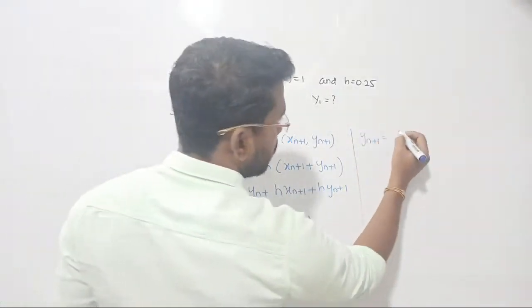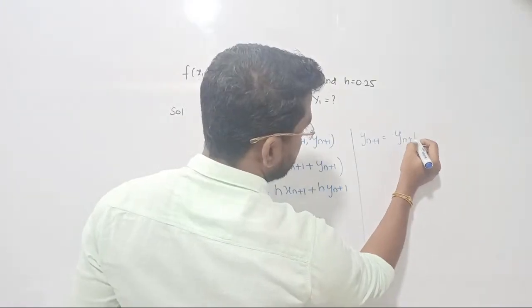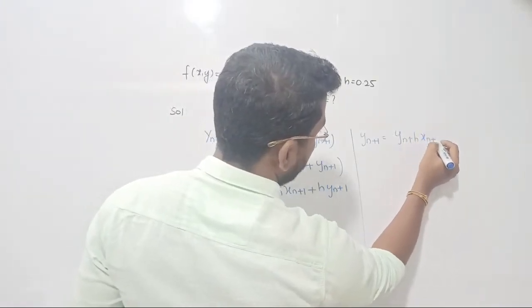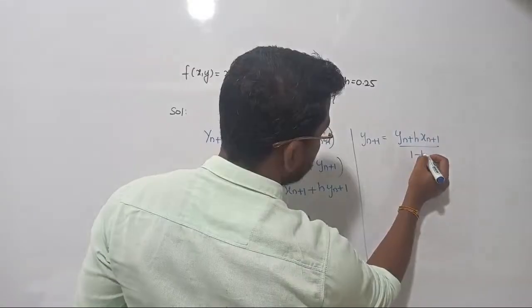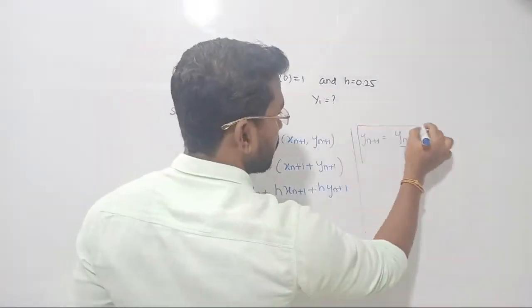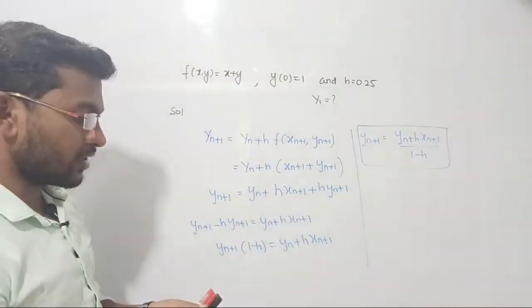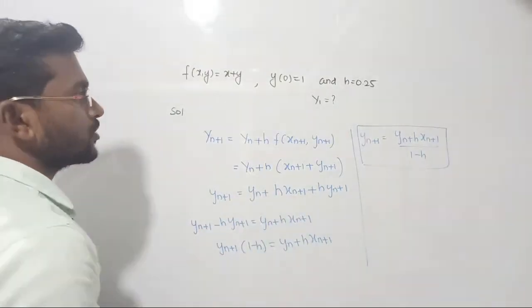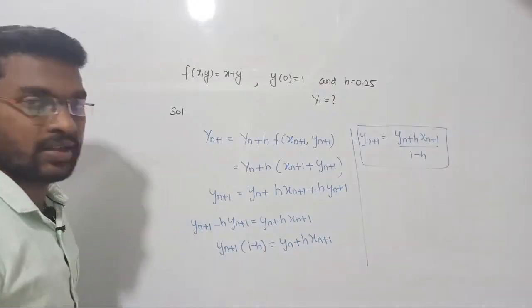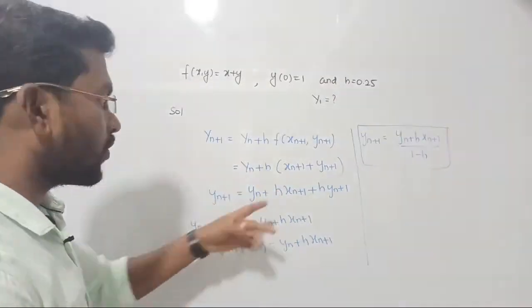yn plus 1 is equal to yn plus step size h into xn plus 1, upon 1 minus h. Clear? Now see there, do we have the correct relation? Yes. Now we can bring the equation for the next iteration. Actually, the question is what? y1 is dash. Guys, did you understand what I have done here?